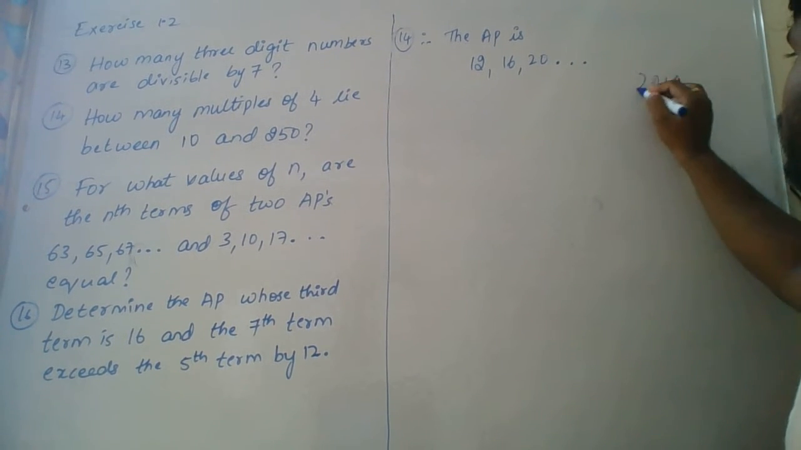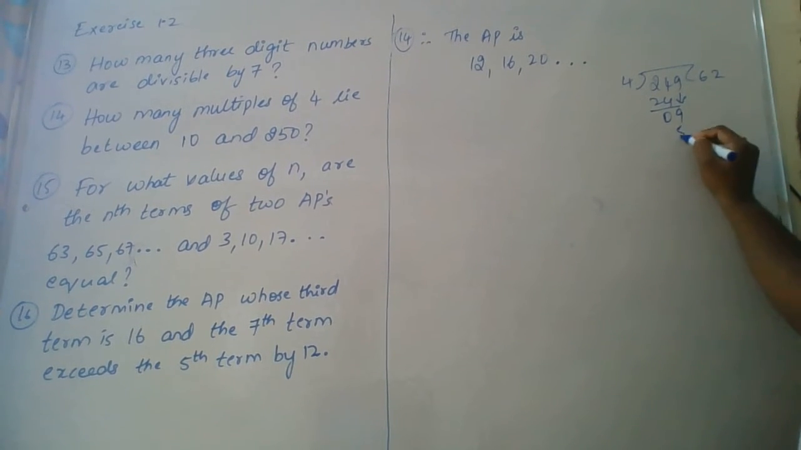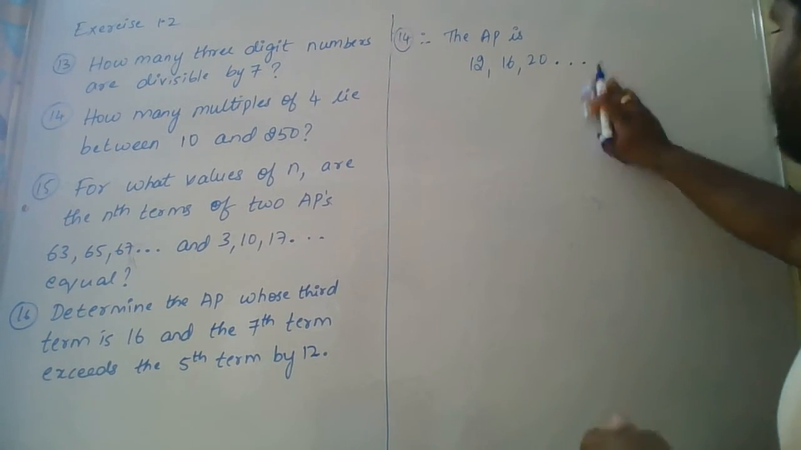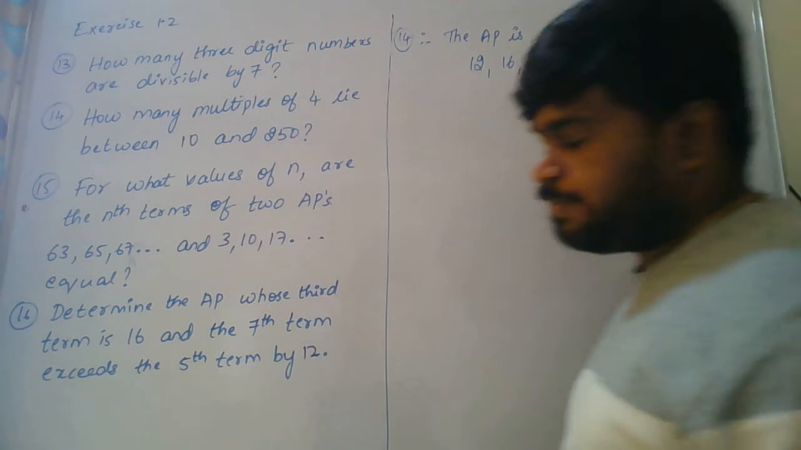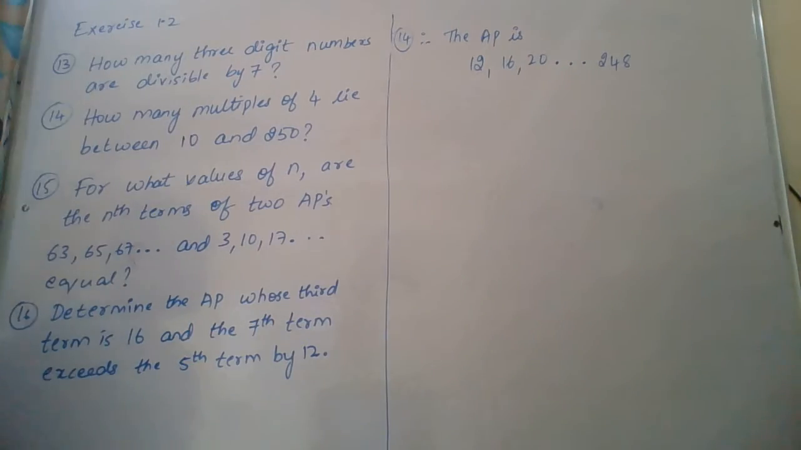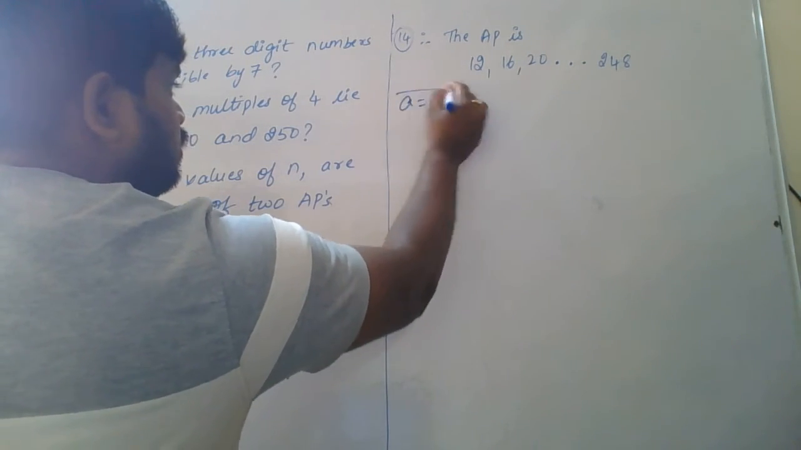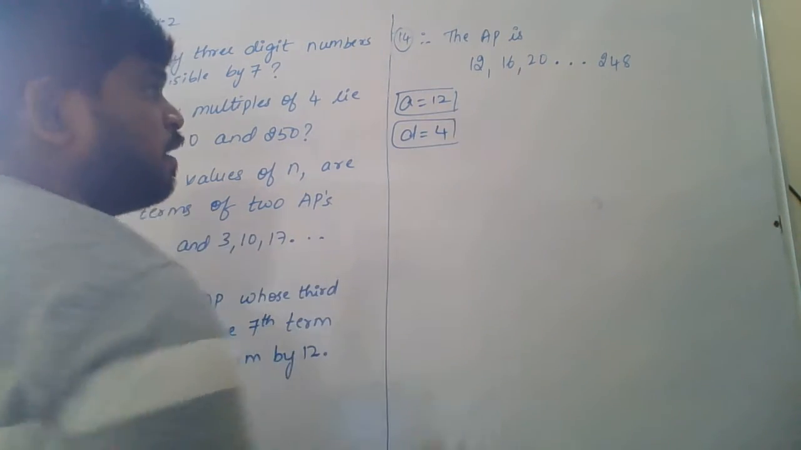Let's start with 249. 4 sixes are 24, 0, get this 9. 4 twos are 8, 1 is the remainder. So subtract these two: 249 minus 1 is 248. So that number will be divisible by 4. So the last number is 248. So easily you got it. Let's find it. a is 12, d is 16 minus 12, which is 4.